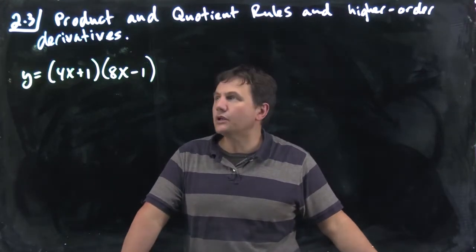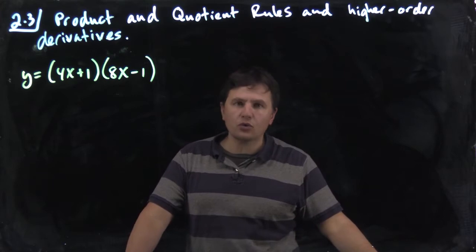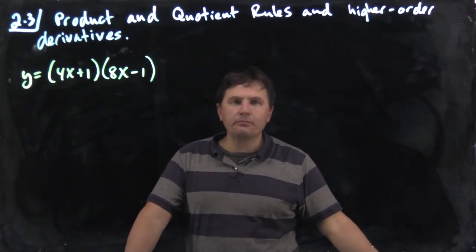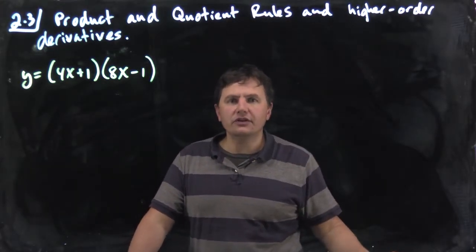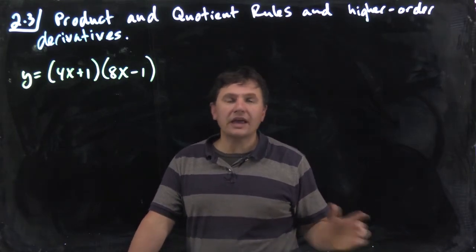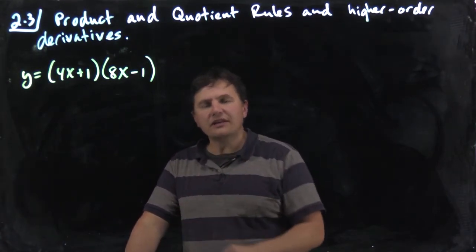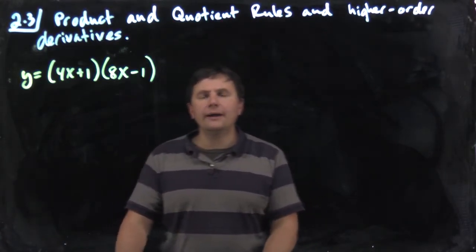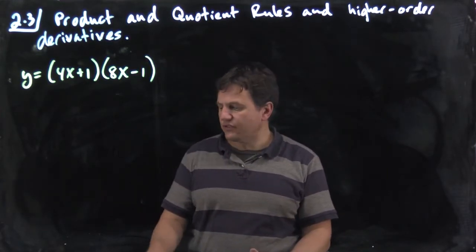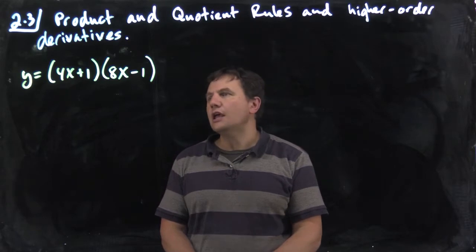Okay, I'm going to talk about 2.3 today, product and quotient rules and higher order derivatives. The big part of this section is just continuing on in our derivative taking skills. Once again, we don't want to use the definition of the derivative for everything. As we talked about in the last section, we have the power rule and some other rules that we discussed. And today we are going to talk about some other situations.